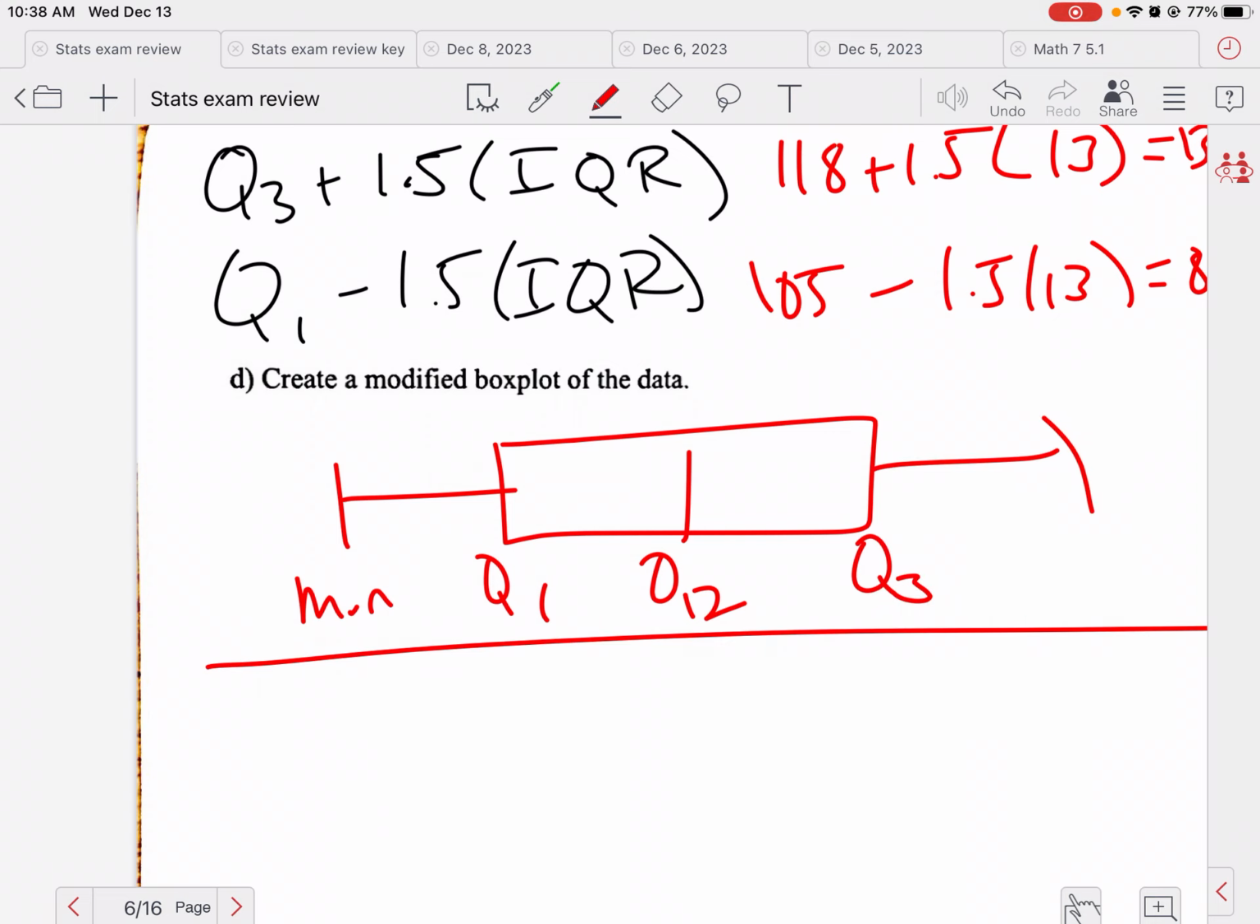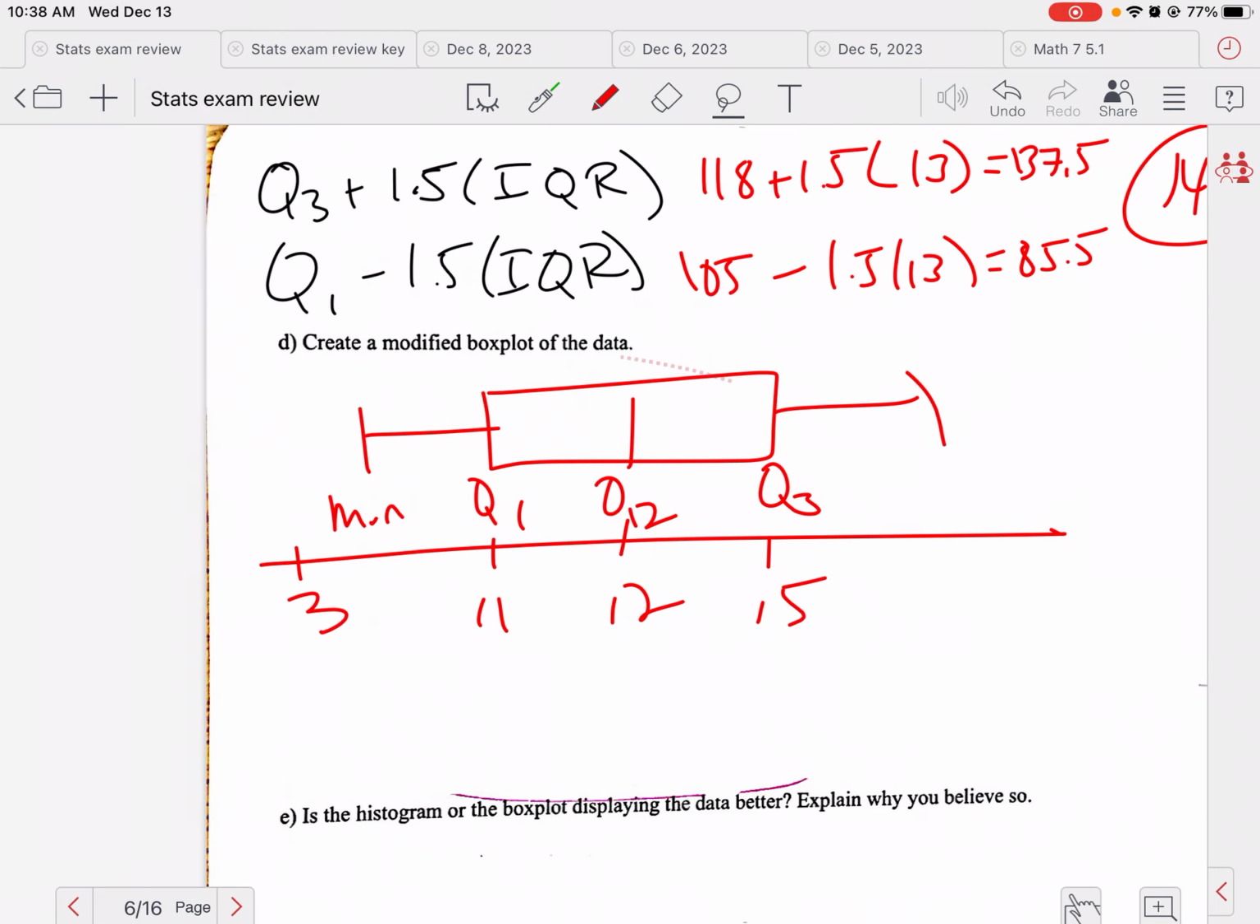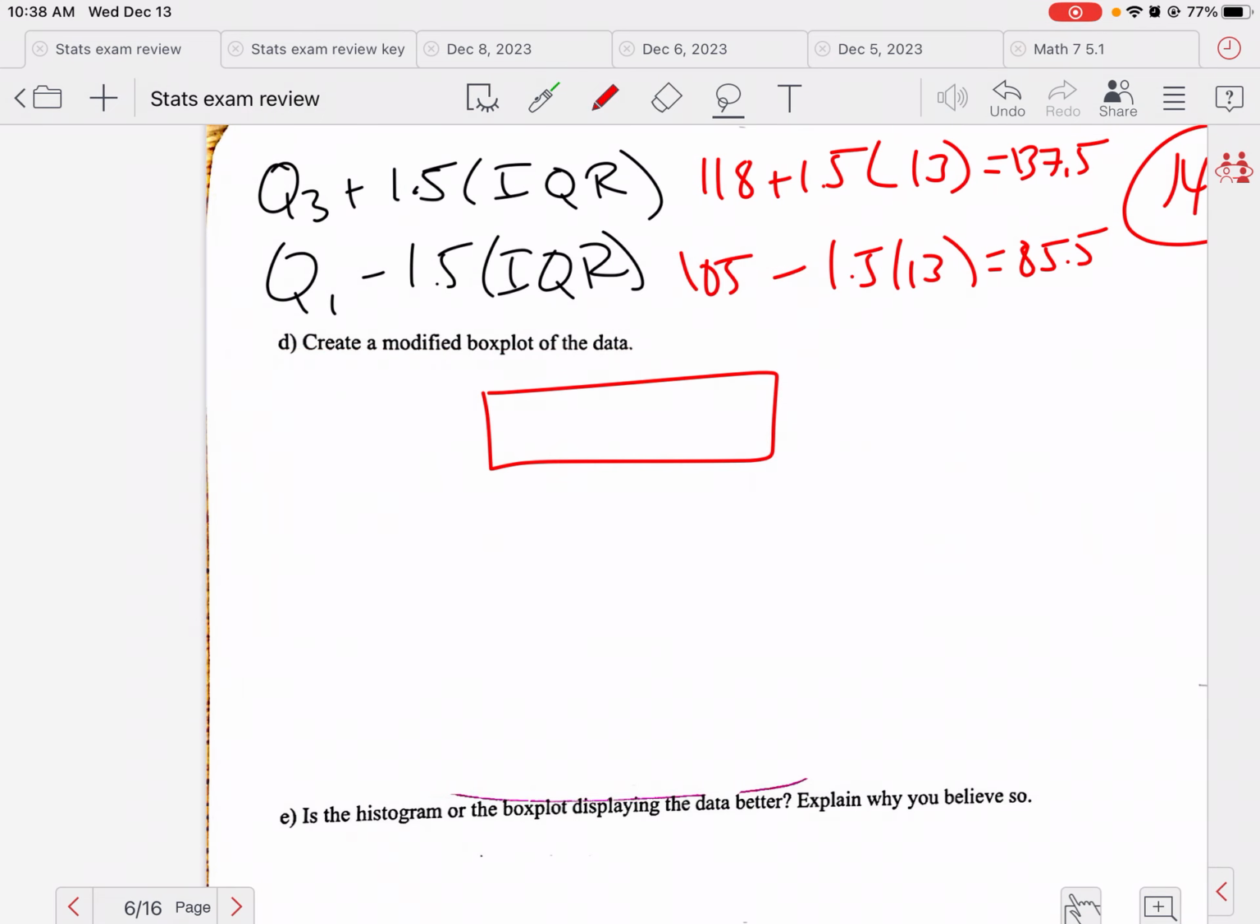Also remember, you need to put a number line here, label it, and your number line should be consistent. Like, you're not going to go like 3, 11, 12, 15, right? You should count by 2s, 3s, 4s, 5s, whatever that looks like, okay? All right. And you usually put a little asterisk where your outlier is, okay?